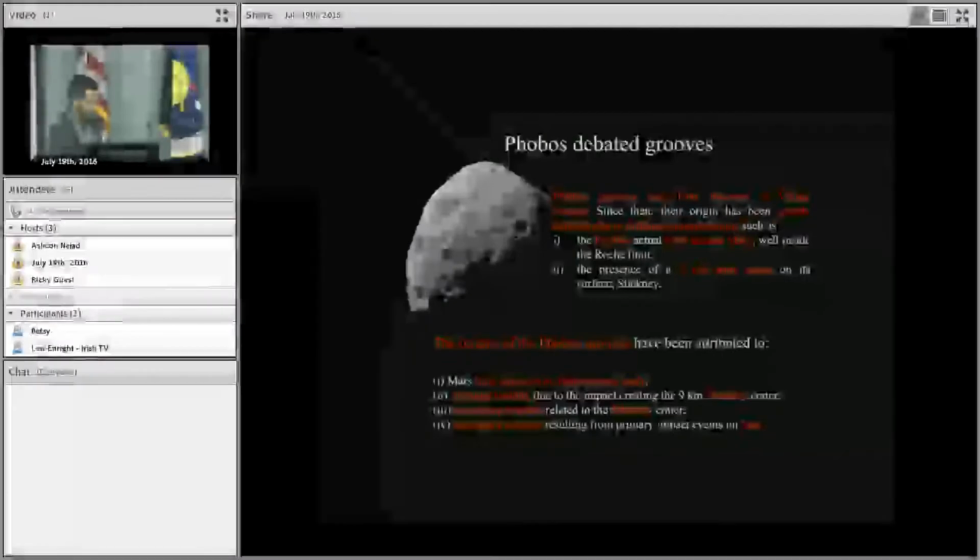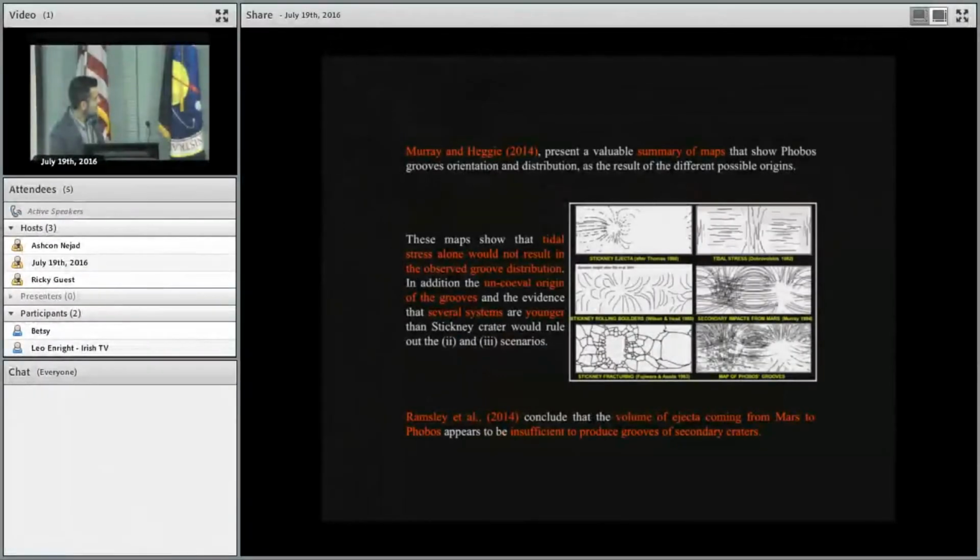Mars. In 2014, there was an important work published by Murray and Heggie, presenting a summary of maps. Here you see the possible origins of the grooves and their distribution, what kind of distribution we are expecting on the surface.